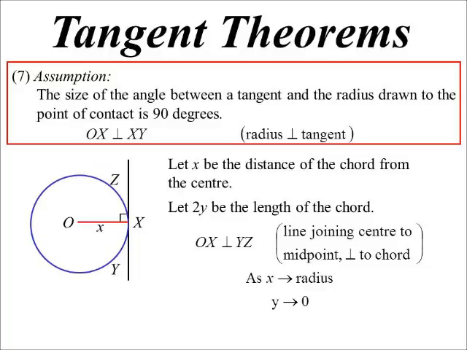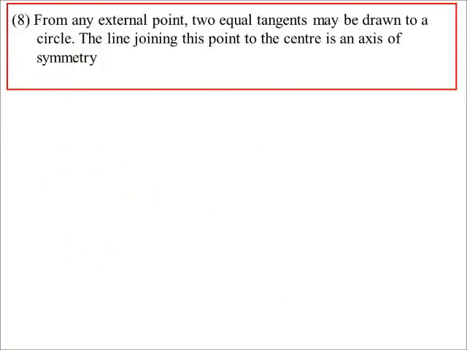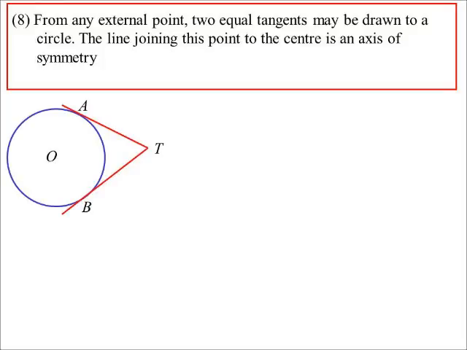All right, let's do our next one. From any external point, now we saw this with the parabola, we can draw in two tangents. Same with the circle. There we go, my external point T. So it's possible to draw two tangents to the circle. Now what happens is, if I was to join that external point to the centre of the circle, that would become an axis of symmetry. So therefore, the length of AT would equal the length of BT.